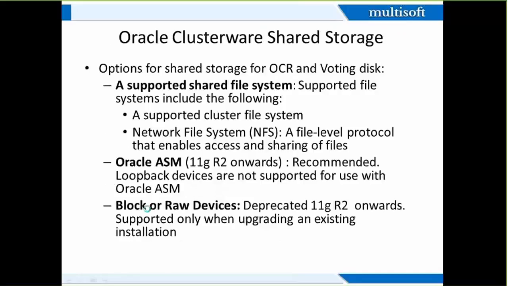Okay, so the next thing is Oracle Clusterware shared storage. The options for shared storage for OCR and voting disk can be a cluster file system, Oracle cluster file system, or network file system. But Oracle always recommends ASM. So your shared storage should be on ASM starting with 11G R2. Prior to 11G R2, very frequently used in 10G, there were raw devices. But starting with 11G R2, raw devices have been deprecated.